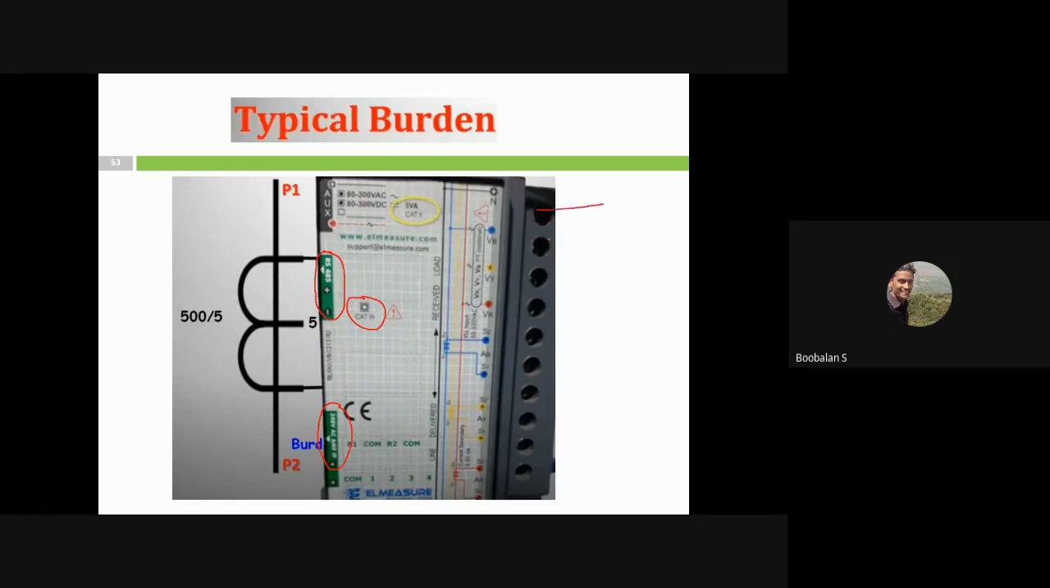You could connect a number of ammeters, wattmeters and relays from these terminals. And here the typical burden will be 5 VA. They are already marketed in the 5A category. So while looking at a data sheet, you could easily understand this.